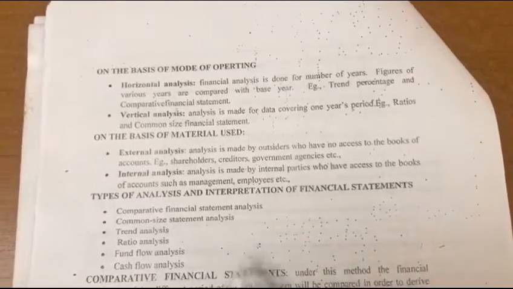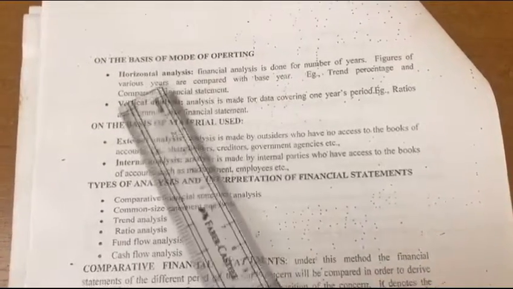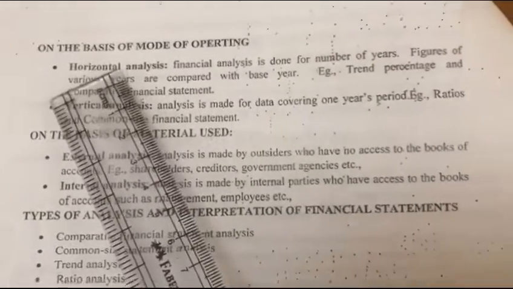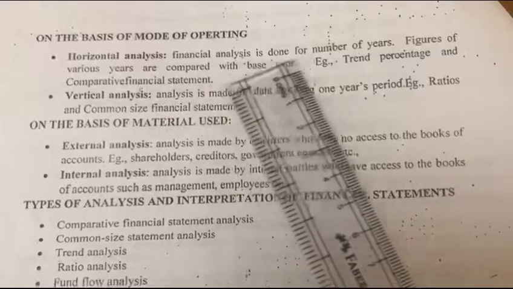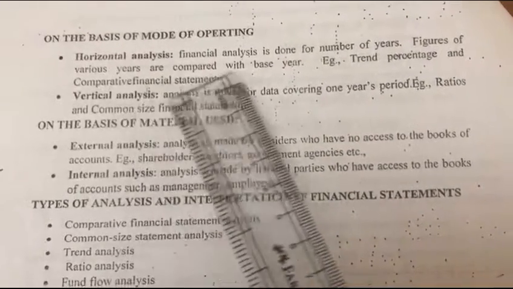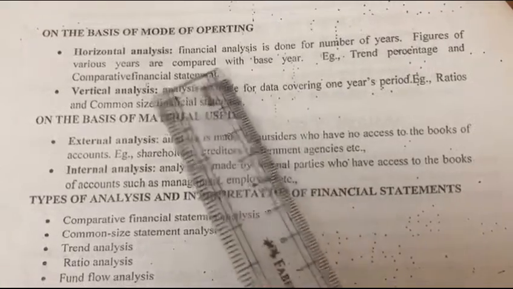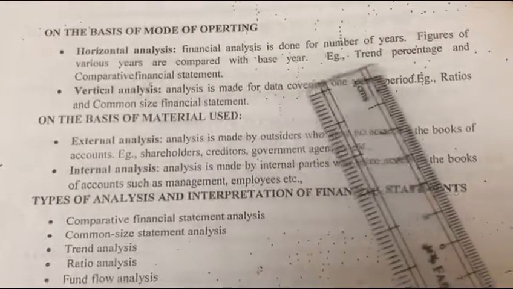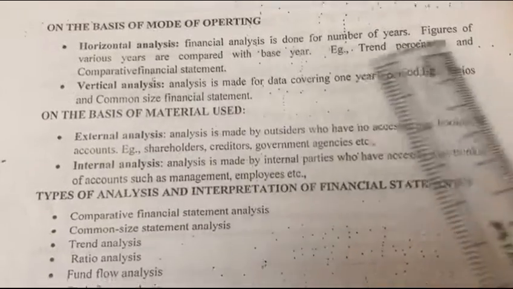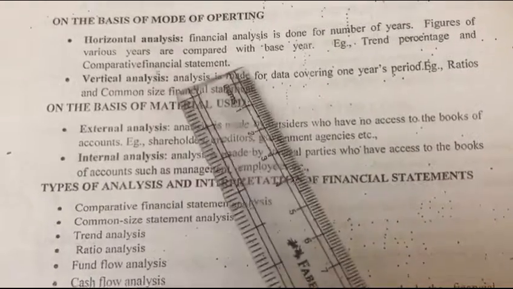Now we'll move on to the types of financial statement analysis. On the basis of the mode of operating, we have horizontal analysis and vertical analysis. What do you mean by horizontal analysis? It is the analysis done for a number of years, that is, the figures of various years are compared with the base year. A good example of horizontal analysis is trend percentage and comparative financial statements, which we are going to discuss when I solve the problems.